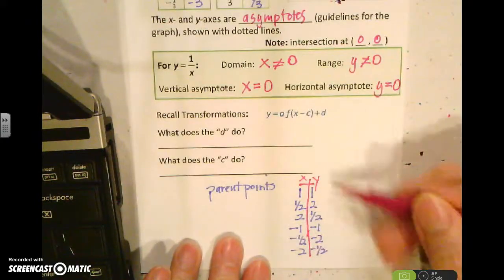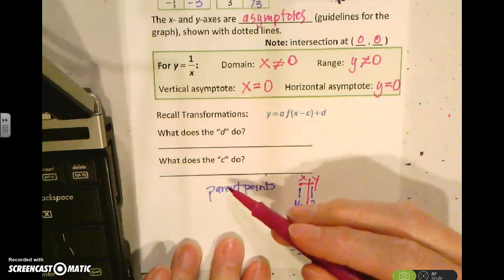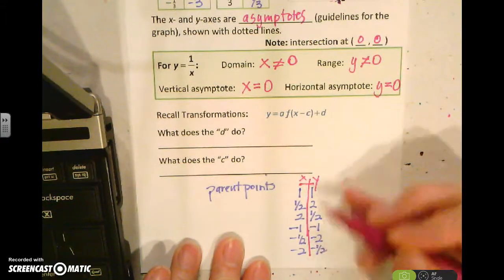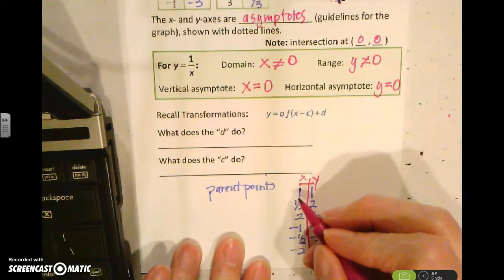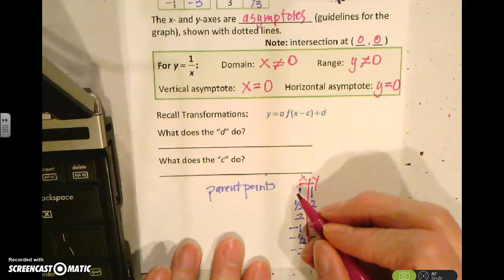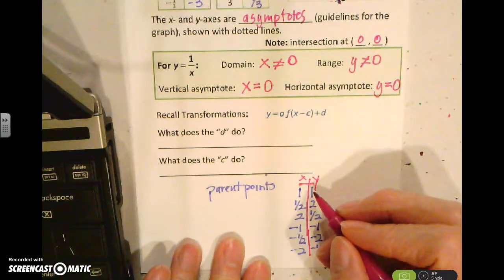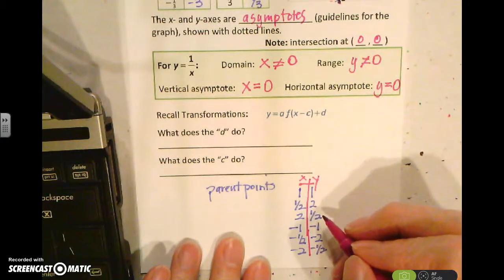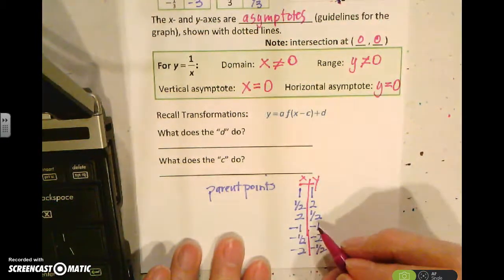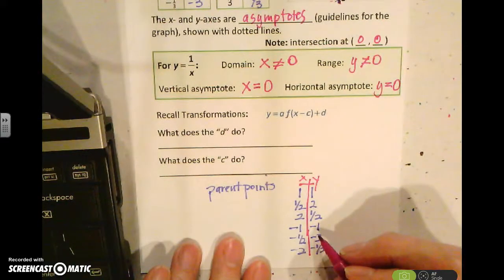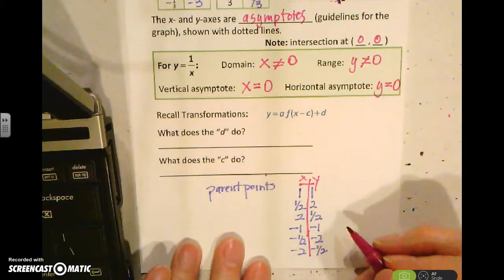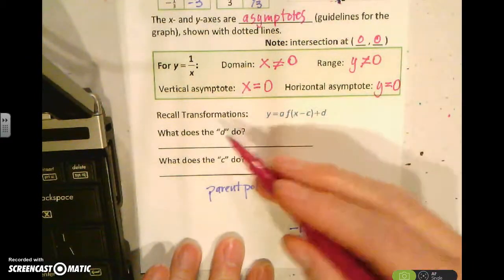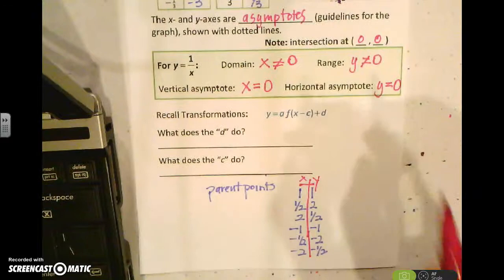All right, and that pause that I just took, I put in the parent points, which are going to be important to know. So we always need to know the parent points. And again, just like in all of our other parents, we have the points 1, 1. Along with this, we're going to do 1/2, 2, and 2, 1/2. We'll also have -1, -1, -1/2, -2, and -2, -1/2. So I will pick back up with the transformations in the next video.